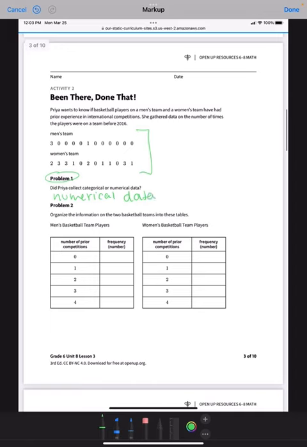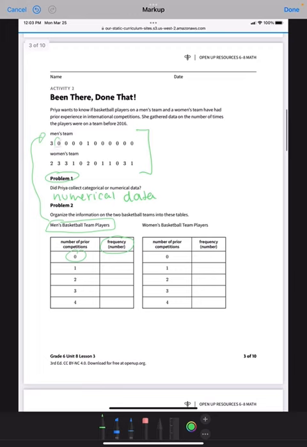And then it says, organize the information on the 2 basketball teams into the tables. So it says number of prior competitions. Frequency. The frequency is how often something occurs. So if I'm going to give you an example, this one says men's basketball team players. So I'm going to look up at the men's, and I'm looking for the number 0. And so I'm going to count or circle how many zeros there are.